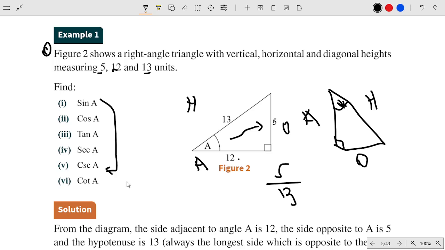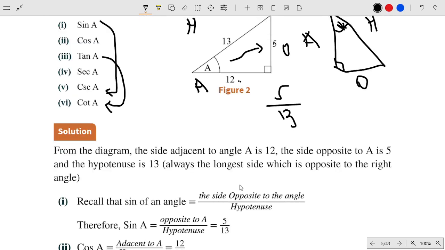Now the cot, which happens to be the reciprocal of the tan. Tan is opposite on adjacent. So in this case, our cot will be adjacent on opposite. So 12 on 5. So let's go through.